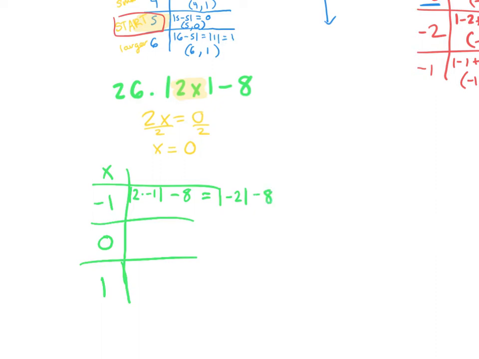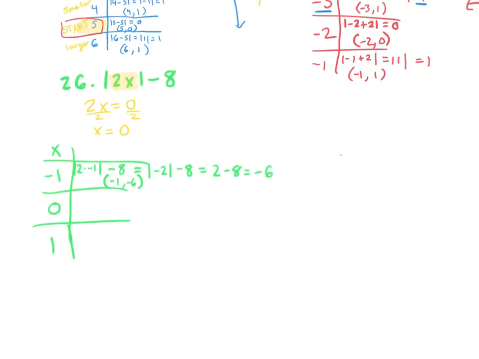What's the absolute value of negative 2? Positive 2. And then what's positive 2 minus 8? Negative 6. Because that negative 8 is bigger. So then what's our coordinate point here? Negative 1, negative 6. So then we can go to our graph. We're going to go to the left 1 and then down 6, and put our point there.